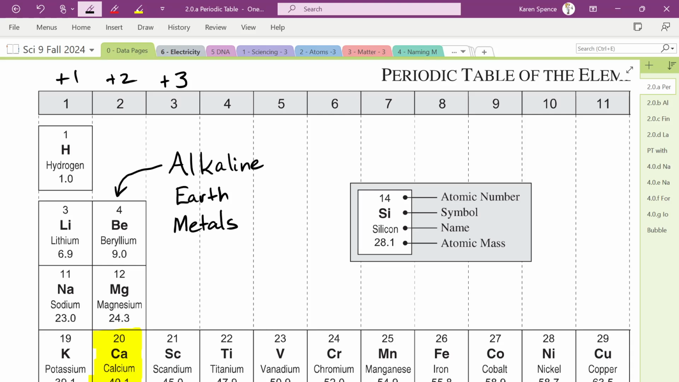So we will not do that today, but calcium is an alkaline earth metal. Any compound that contains a metal is what?